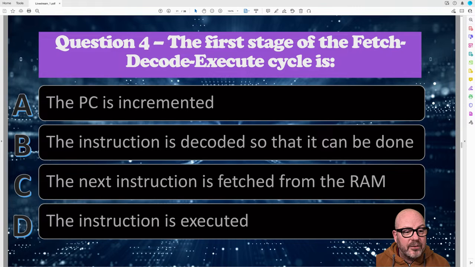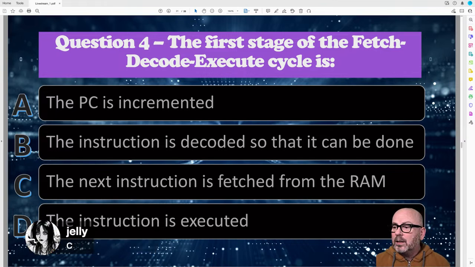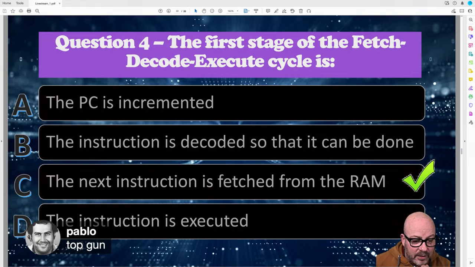Answers are coming in. Sanuka is saying C. Pablo's saying C, Ishak's saying C, Disson's saying C. Paul Burner, C, Jelly, C. You are all absolutely astonishing. It is C. Top Gun, that was very impressive. Okay, let's push on.